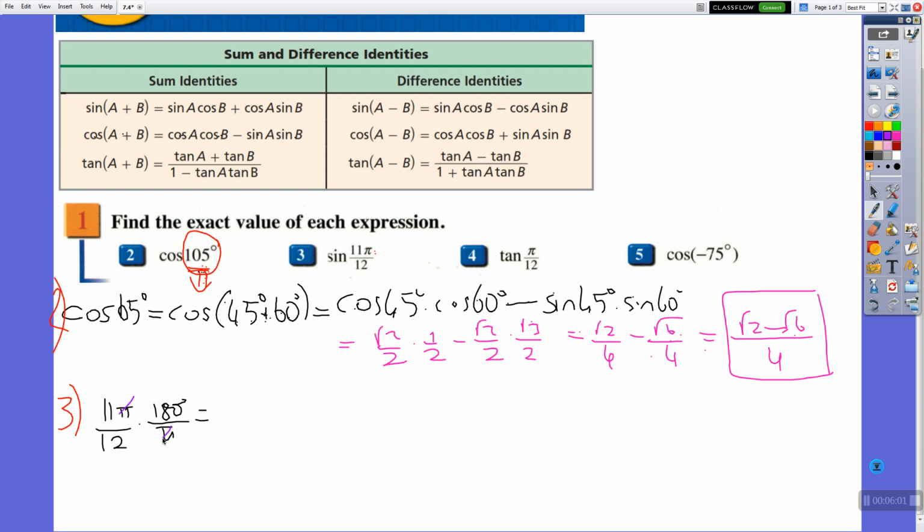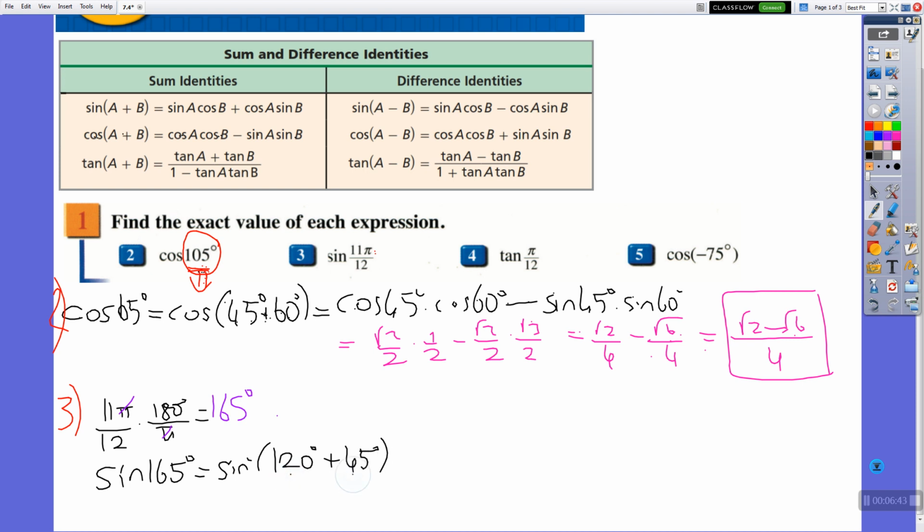So pi's will go. When you simplify it, you're going to get 165 degrees. So how can you think of 165 in terms of two familiar angles? I can write it as sine of 165 degrees equals sine of... I'm going to use either the sum of two famous angles or the difference of two famous angles. What I think of here is 120 and 45.